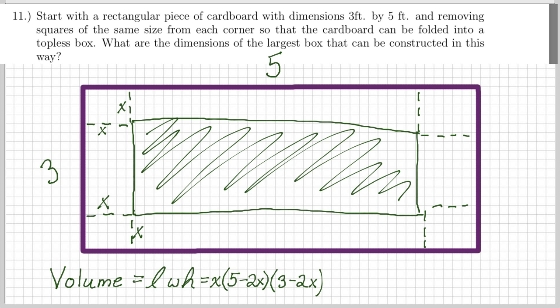Because this distance here, that's just the whole length 3, but it's got 2 little x pieces cut out. So it'll end up being 3 minus the 2 x's that I cut off, and same thing with this longer piece here. It's just going to be 5 minus the little x pieces that I've cut off.